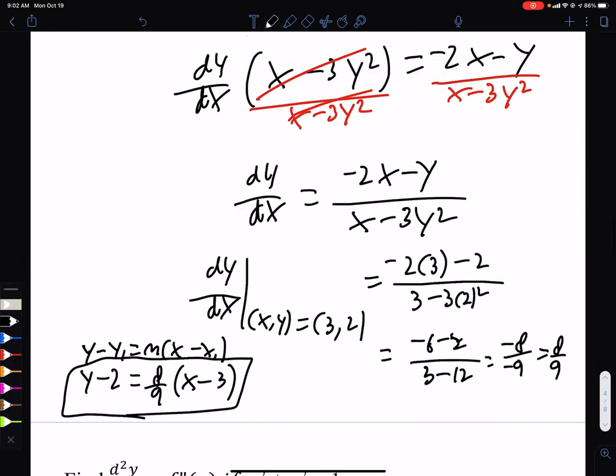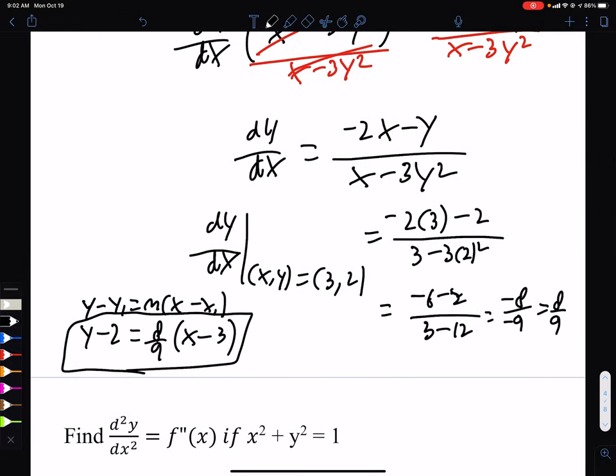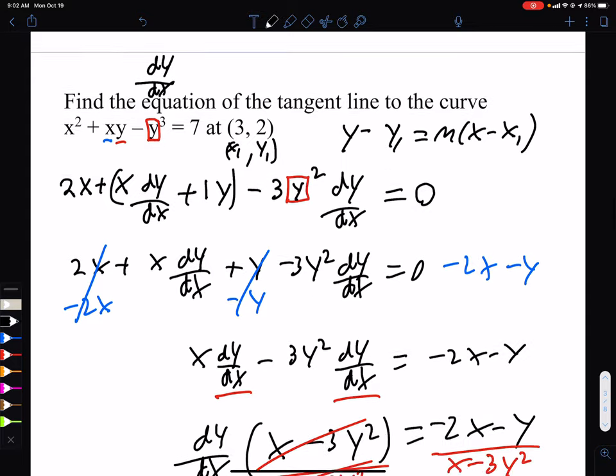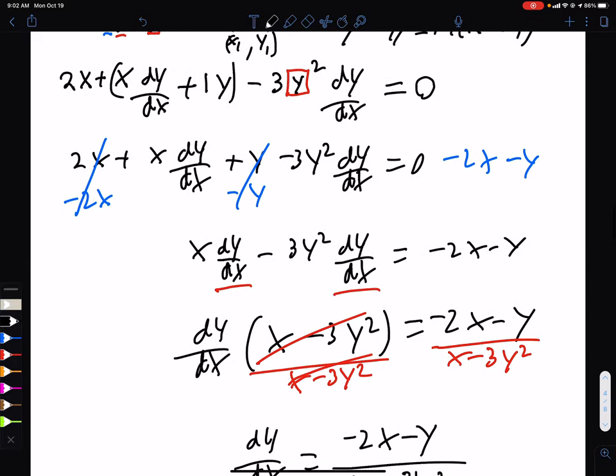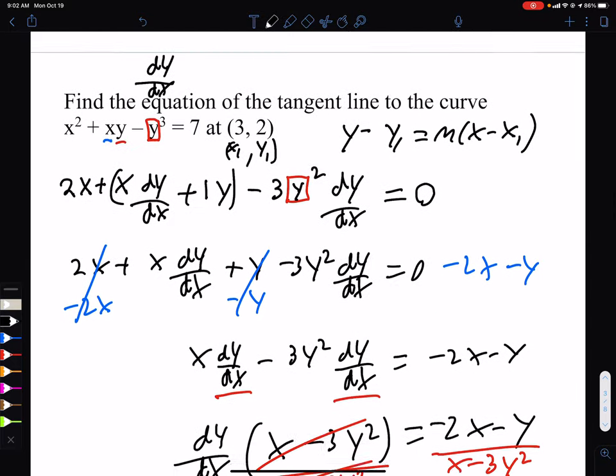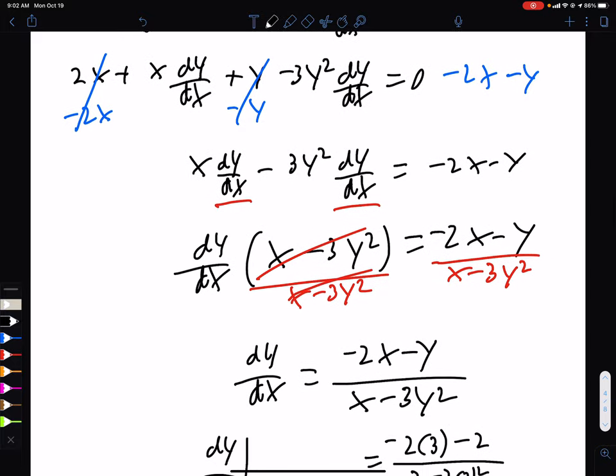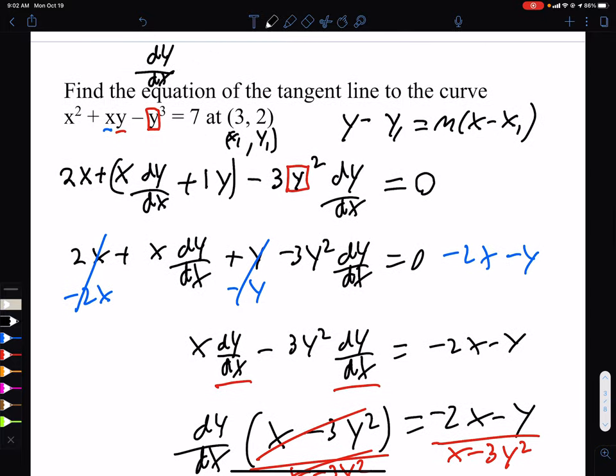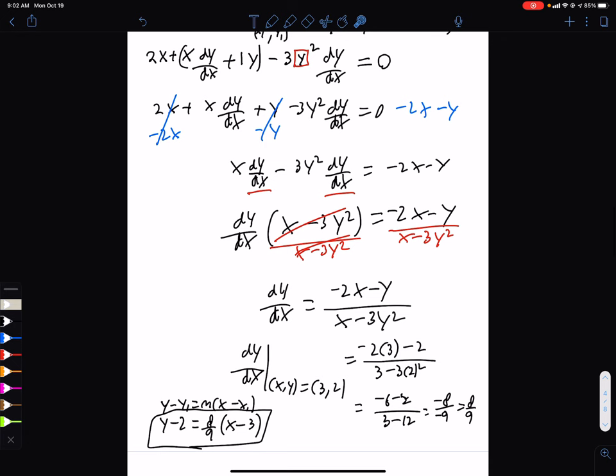But I'm going to show you an easier way for a lot of you to do this. An easier way. So let me back up a bit. Where did I get dy dx? Oh, you know what? I'm going to back up all the way to here. Let me erase a bunch of stuff for you. I'm going to erase all of this.